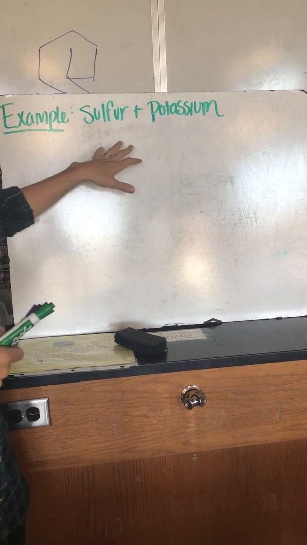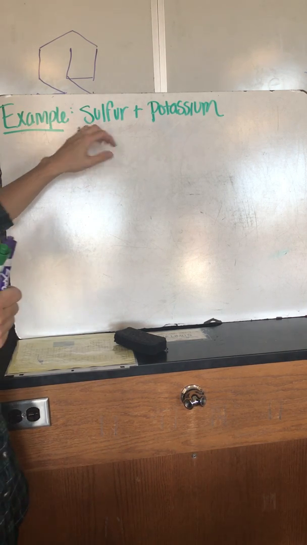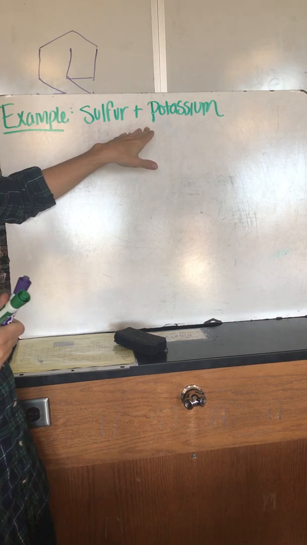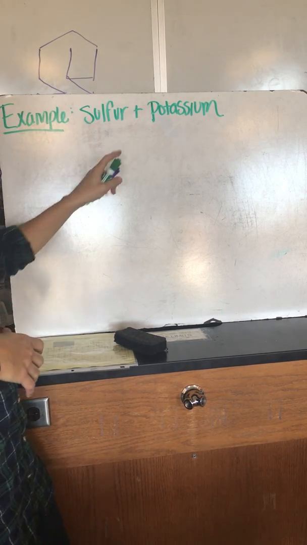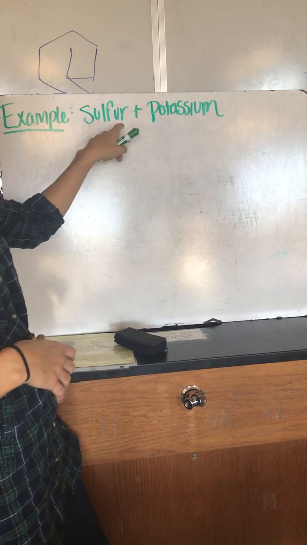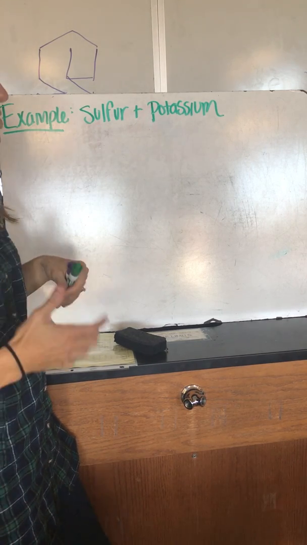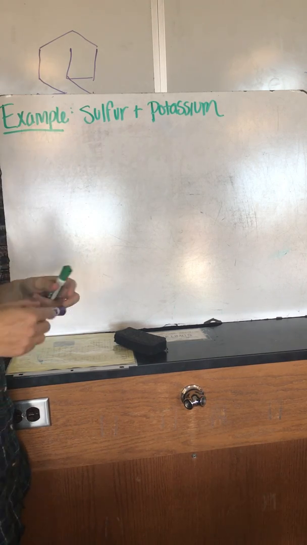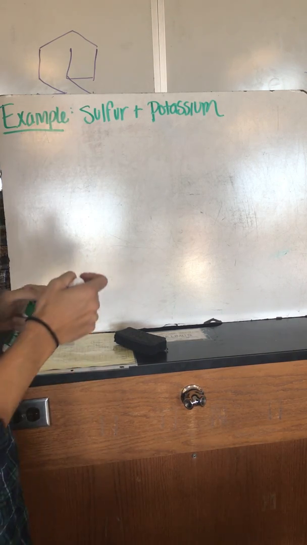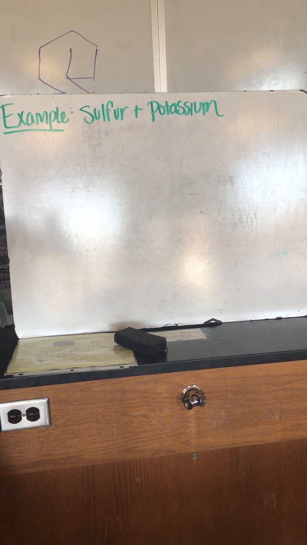So we have sulfur and potassium. If we remember back to ionic, ionics form between cations and anions. So our cation is potassium and sulfur is our anion. And when we're talking about ionic, your cation always comes first and your anion always comes second. So that will matter when we're actually trying to name these things.